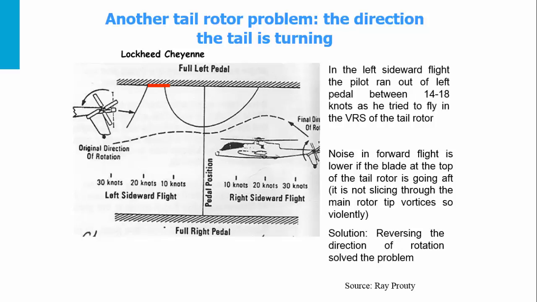Also, noise in forward flight is lower if the blade at the top of the tail rotor is going aft, which solves more or less both problems, the vortex ring state and the noise problem. I end this lecture today qualitatively describing the vertical descent of the helicopter.